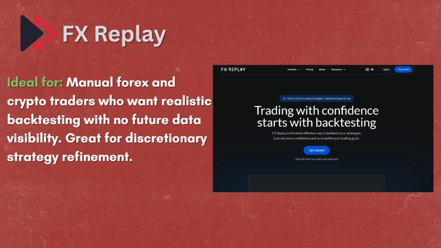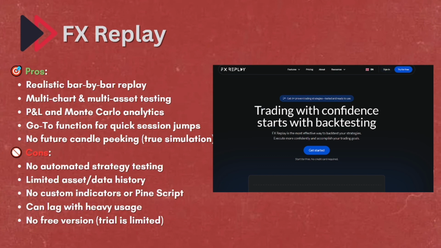So FX Replay, we're going to be starting on this one. This is ideal for manual forex and crypto traders who want realistic backtesting with no future data visibility. So this is great for discretionary strategy refinement. For its pros and cons, first are the pros.